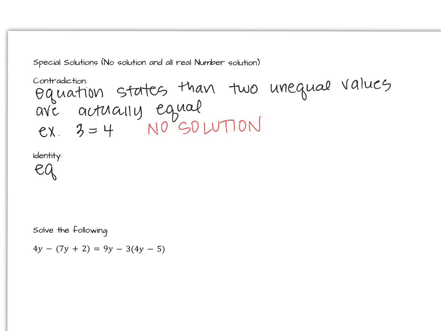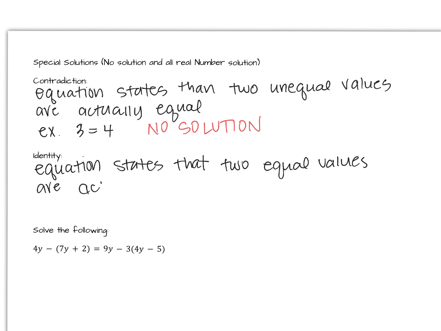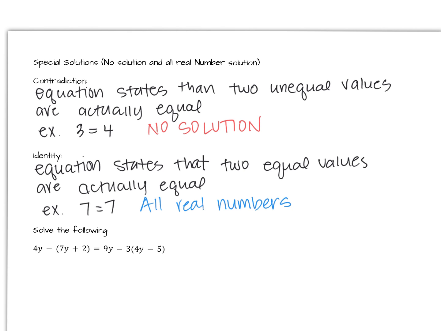Okay. We also have something called identity. And that's when an equation states that two equal values are actually equal. And for example, that can be something like 7 equals 7. And when this happens, that's when we get the all real numbers as our solution, which would mean that every number that you plug in works.